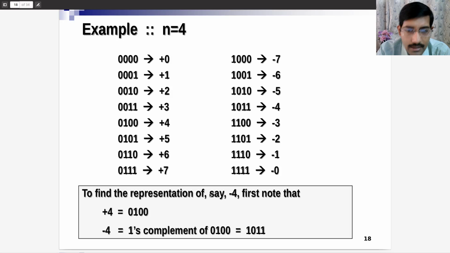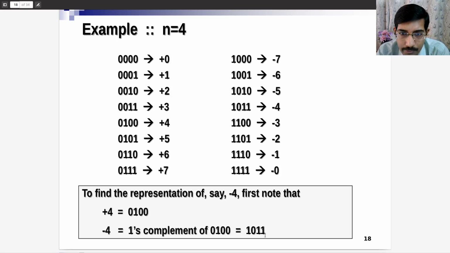So I make 1 to 0 and I make 0 to 1. Let us see an example. For n equal to 4, this is 0, this is 1, and we can go up to 7 because the most significant digit is my sign. Now if I have to represent minus 5, I will make the rightmost 1 to 0, this 0 to 1, this 1 again to 0. And it's a minus 5, so the sign bit will be 1. So 1, 0, 1, 0 is minus 5. To find the representation of minus 4, the ones complement of 4 is 1, 0, 1, 1.